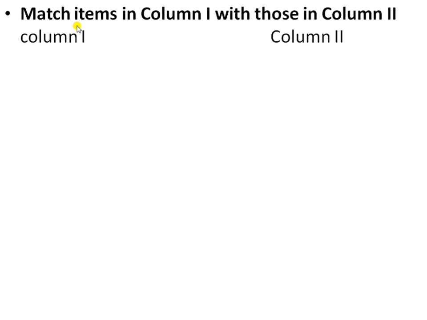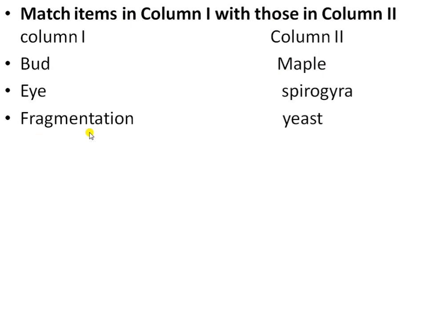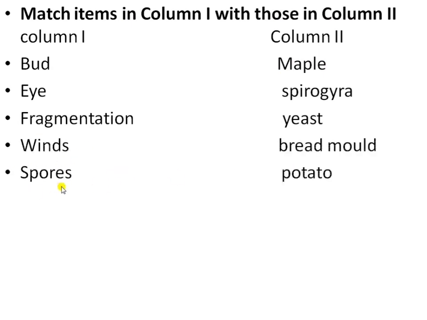Moving on to the next question. Match the items in column first with those in column second. In column first are bud, maple, eyes, Spirogyra, fragmentation, winds, bread mold, spores, potato, and at last, rose. So you have to match column first with the right one in column second. So bud is, you can see the yeast in the budding.